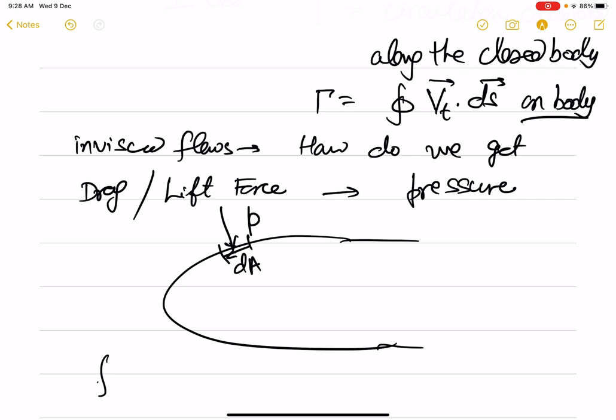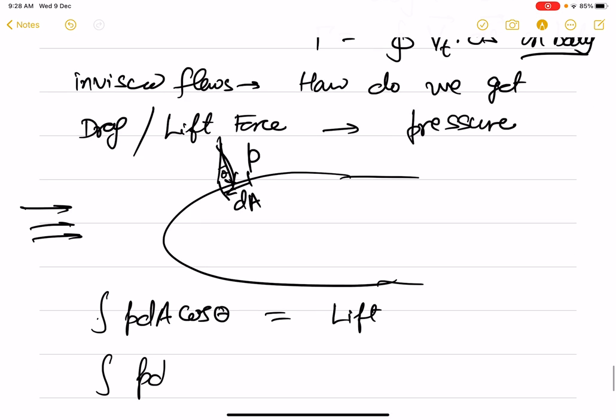So if pressure is acting like this, and this angle is theta, and this is how the velocity at infinity looks like, integral P dA cos theta will give me the lift force, and integral P dA sin theta on the body, integrated around the body, will give me the drag force. So in these flows, the drag and lift and all these forces come only because of pressure. In a general flow, they will come also because of viscosity.